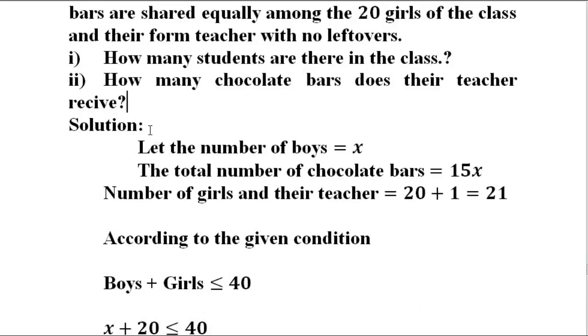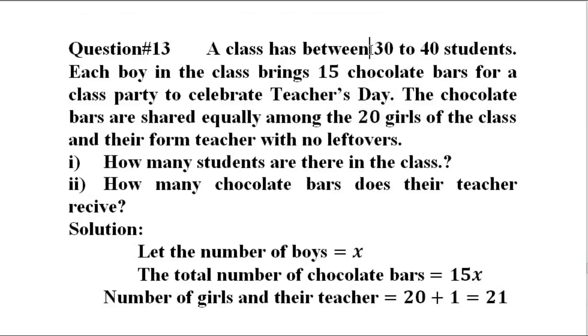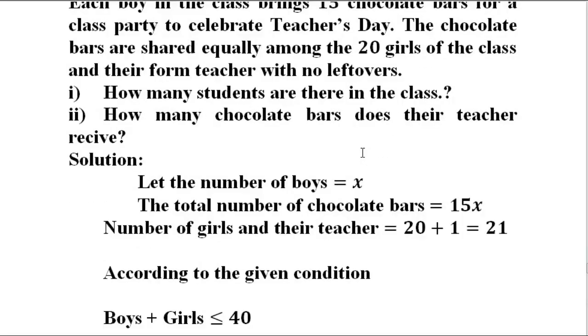In this question, we are given the total number of students, which is between 30 and 40. But we need to find the exact number of total students. The number of girls is 20, but the number of boys is missing. Each boy in the class brings 15 chocolate bars and shares them equally among the 20 girls and their teacher. This means the total number of chocolate bars is equally shared between 21 people. We don't know the number of boys in the class. We also don't know the total number of chocolate bars brought by the boys. If we could find the number of boys, we would be able to determine the number of chocolate bars easily.